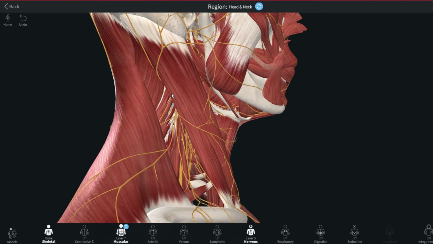So in case of cervical plexus nerve block, the anesthesiologist will inject the anesthetic agent at the nerve point of the neck, which is essentially this over here, right? So that's a very important knowledge that we should all have.